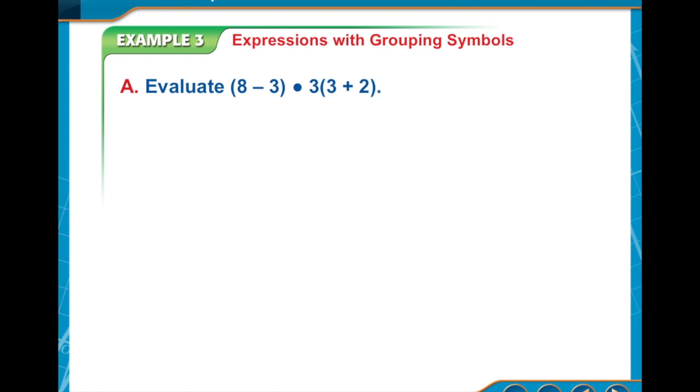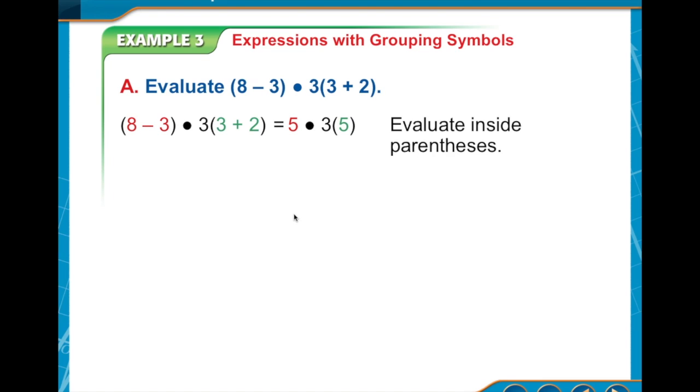So now we're evaluating a more difficult problem. So we've got grouping going on, which really just practices our ability to distribute. So we've got a parenthesis here and another parenthesis over here. We need to evaluate what's inside those first, and then we can get on to understand what the solution should be. So evaluating what's in the parentheses first, 8 minus 3 in red here becomes 5. 3 plus 2 here in green becomes 5 also.